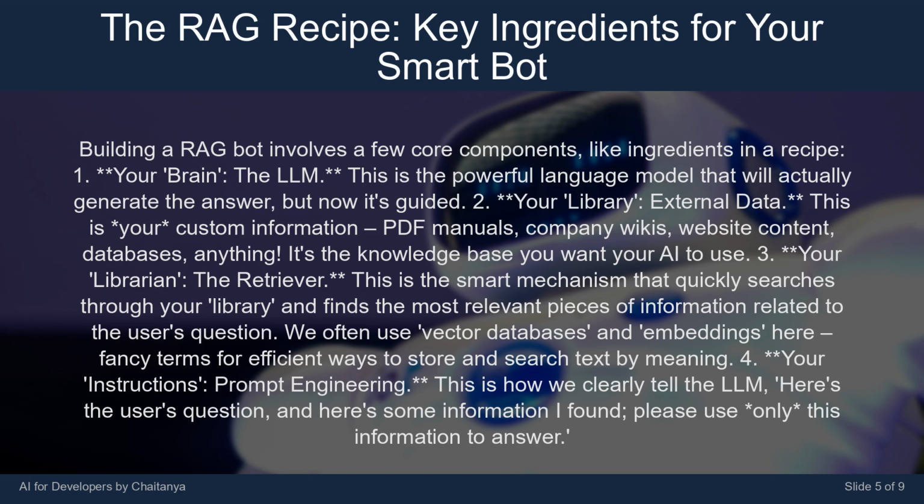3. Your librarian, the retriever. This is the smart mechanism that quickly searches through your library and finds the most relevant pieces of information related to the user's question. We often use vector databases and embeddings here, fancy terms for efficient ways to store and search text by meaning. 4. Your instructions, prompt engineering. This is how we clearly tell the LLM, here's the user's question, and here's some information I found. Please use only this information to answer.